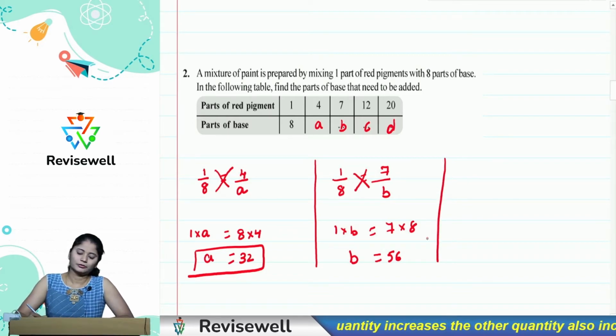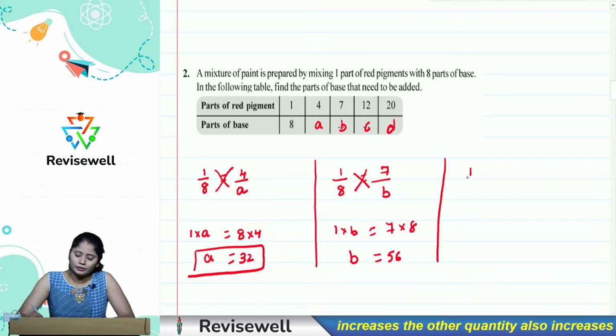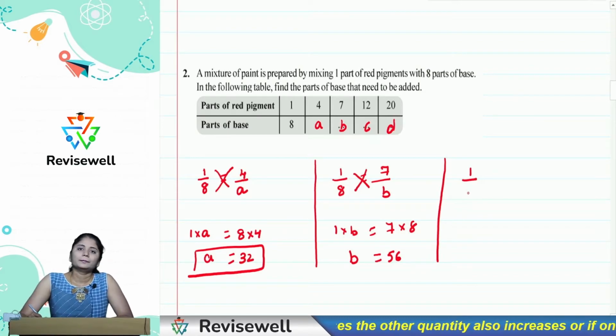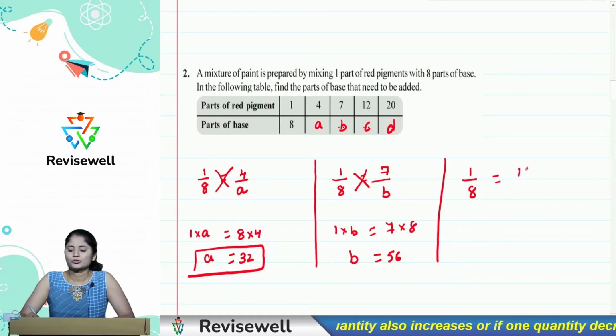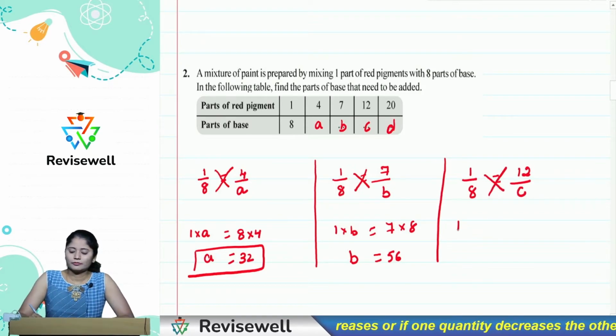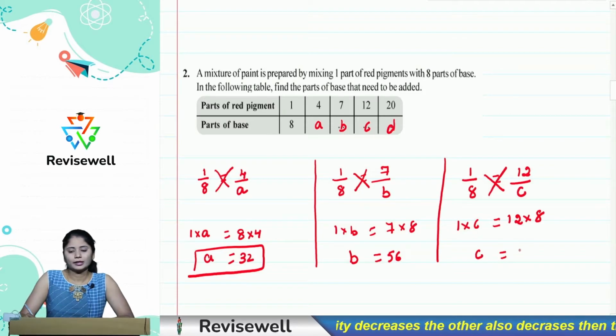Okay. Now for the third part, that is again the ratio of the parts of the red pigment to the parts of the base must be equal to 12 over C. Cross multiply, that is 1 into C will be equal to 12 into 8. 1 into C is C, 12 eights is 96.